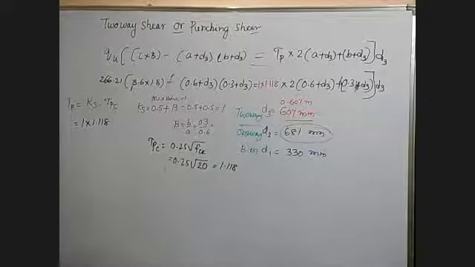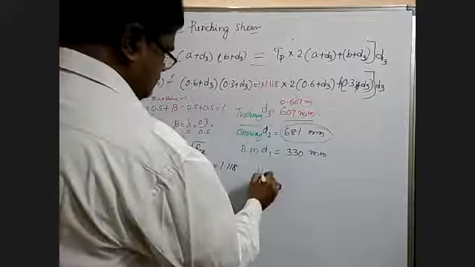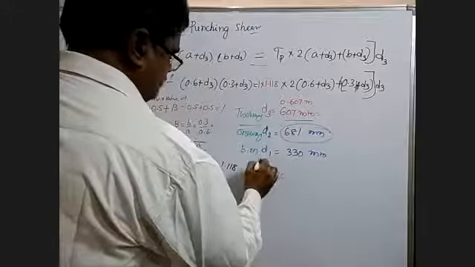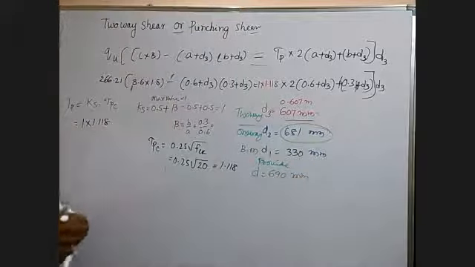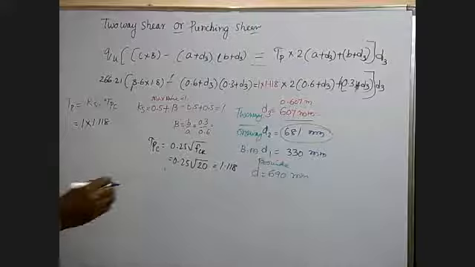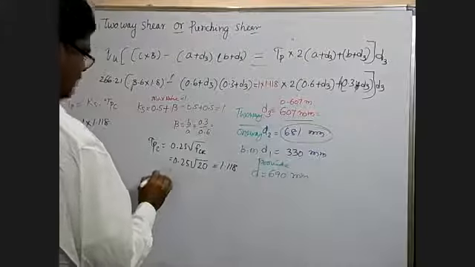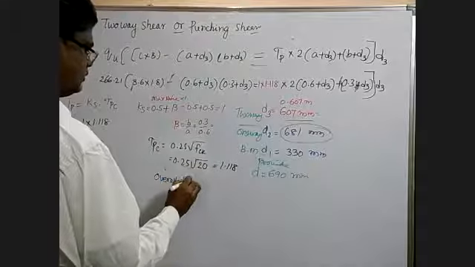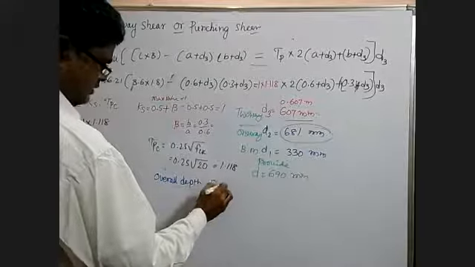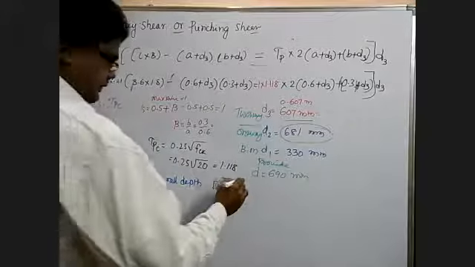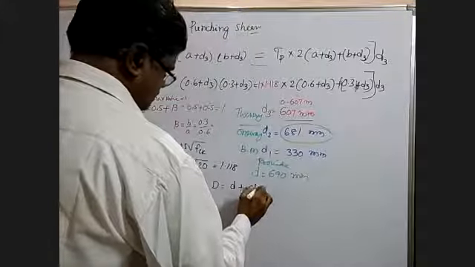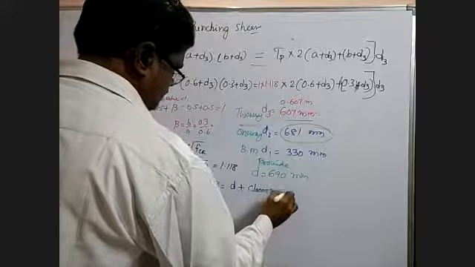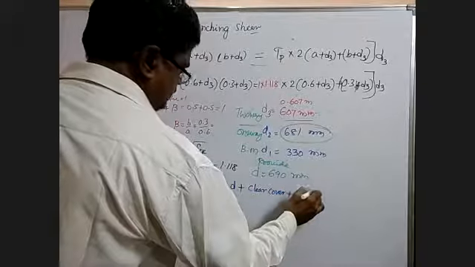Take the D value as, let us say D is equal to 690 mm. Right. 690 mm. Okay. Now the gross value, overall depth. Capital D is equal to small d plus cover plus bar dia by 2.